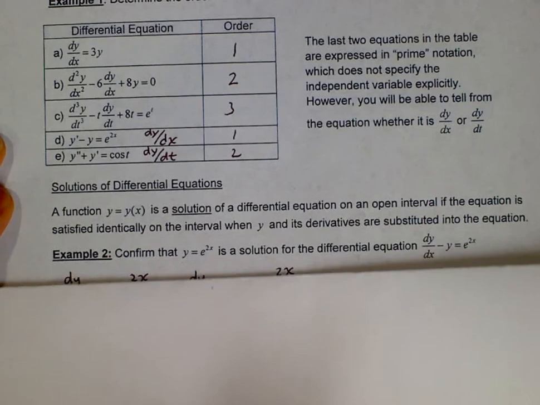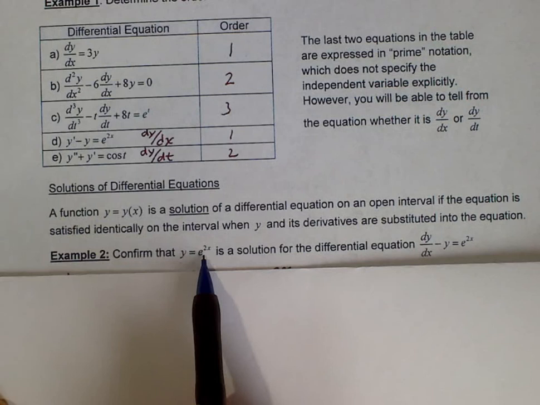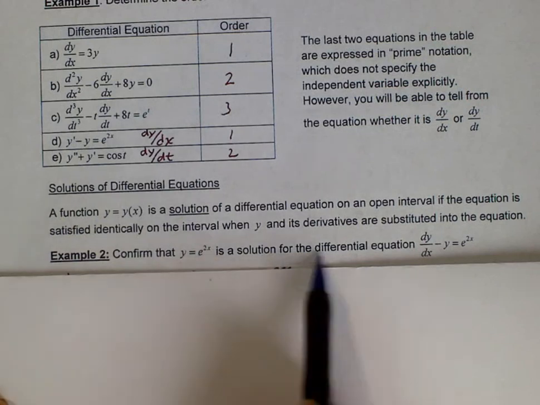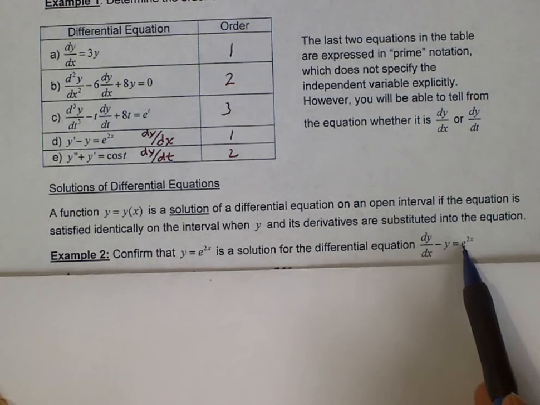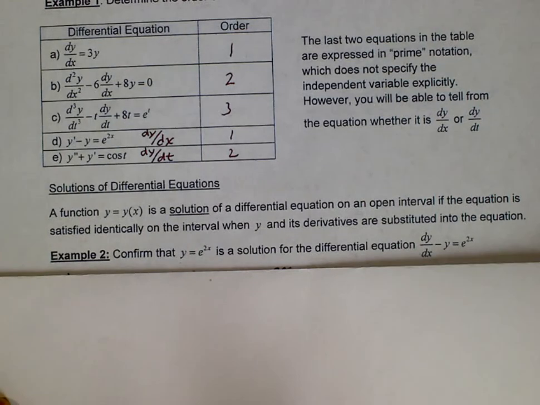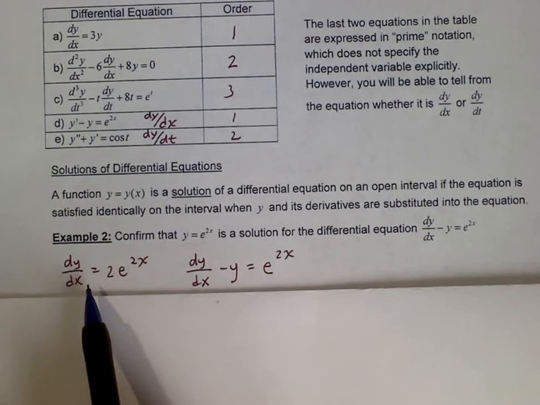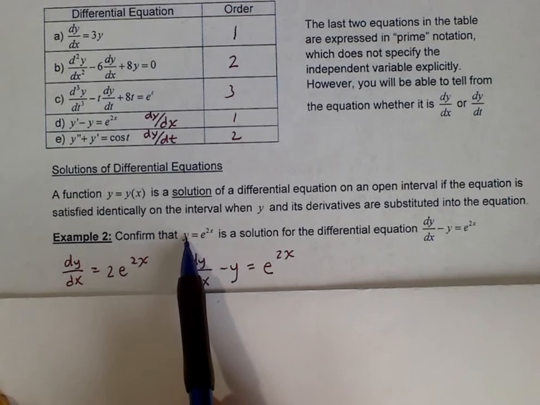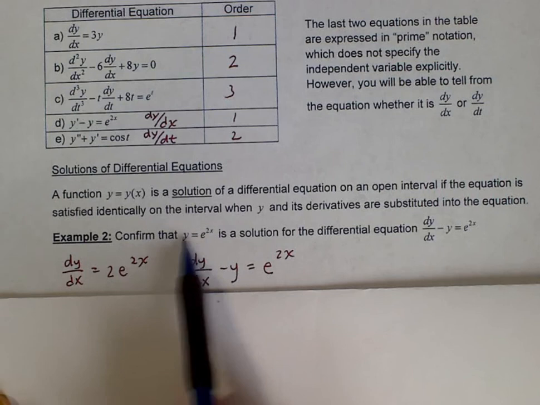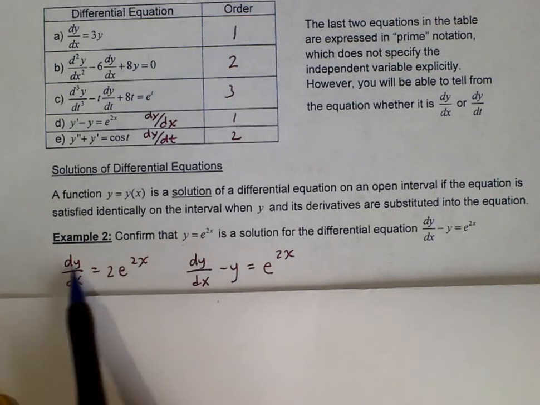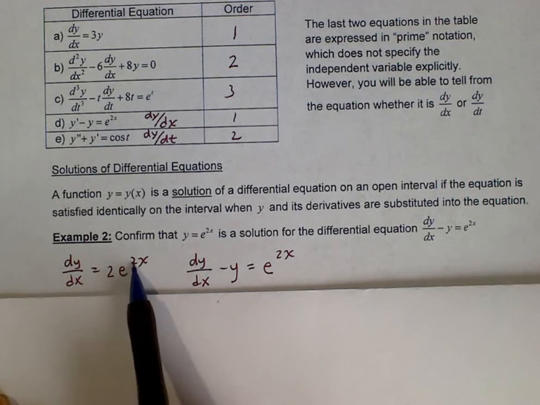So for the first example, you're just confirming that y equals e to the 2x is a solution for the differential equation dy/dx minus y is equal to e to the 2x. First of all, you have to find the derivative. Here is the derivative, and I got that from here. If y is equal to e to the 2x, then taking this derivative with respect to x, dy/dx is equal to, just using the chain rule, 2e to the 2x.